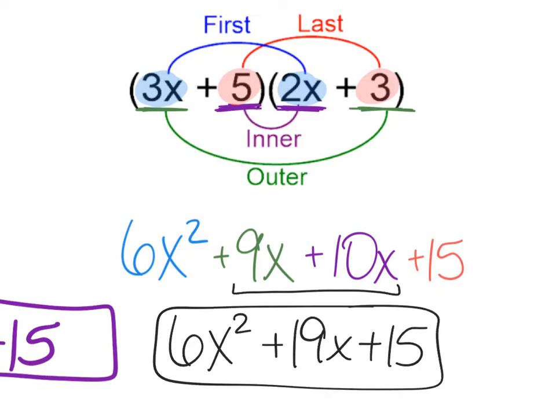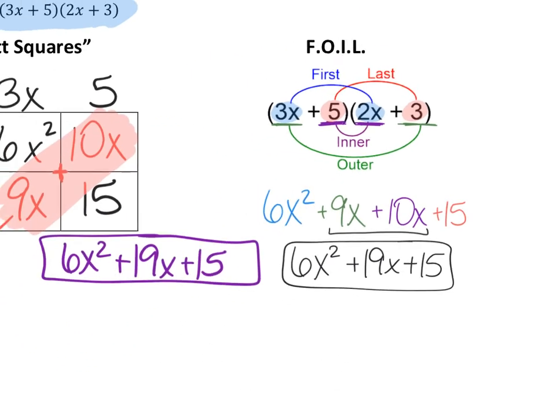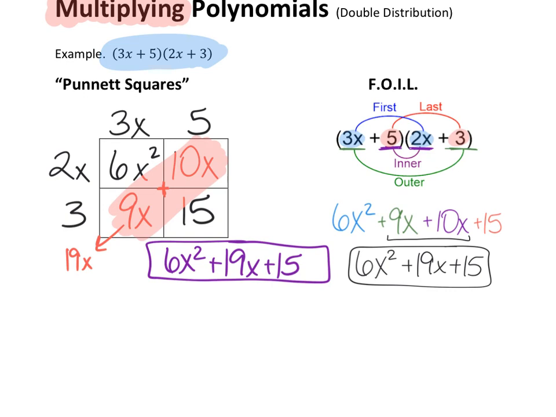Guess what? That's the same answer you got using the Punnett square method. In fact, it's the exact same numbers you got in the box. Do you see that? This Punnett square method is an organized visual version of using FOIL or double distribution. You've got 6x squared, it's in both. You've got 9x, it's in both. 10x is in both. 15 is in both. We combine our like terms in both to make 19x. Either way works for now.